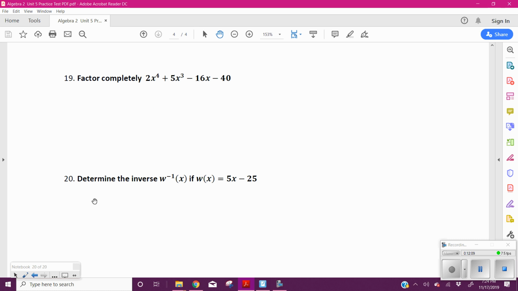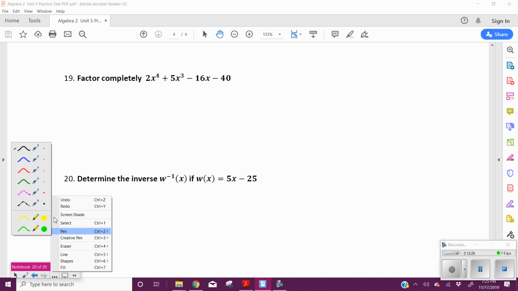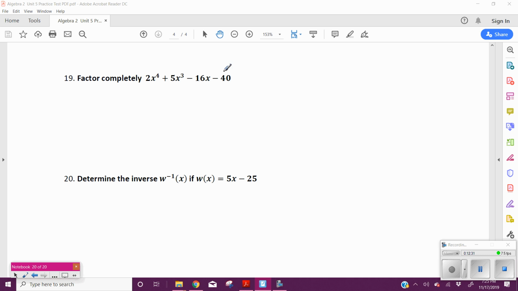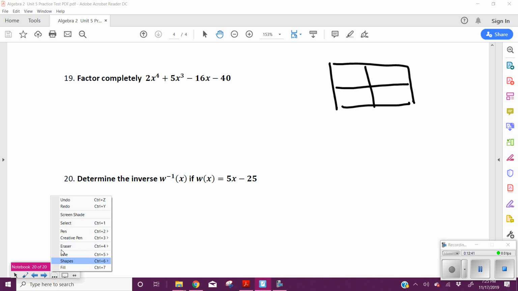Number 19 would like for us to factor completely. As I skim across, I don't recognize any numbers or variables that they have in common. So that means there isn't a GCF. So I'm going to count the terms, and I notice that there are 4, which means I'm going to factor by grouping. And to factor by grouping, we're going to group with a box. So I'm going to need a box that has 4 smaller boxes inside. Put each term in its own box.